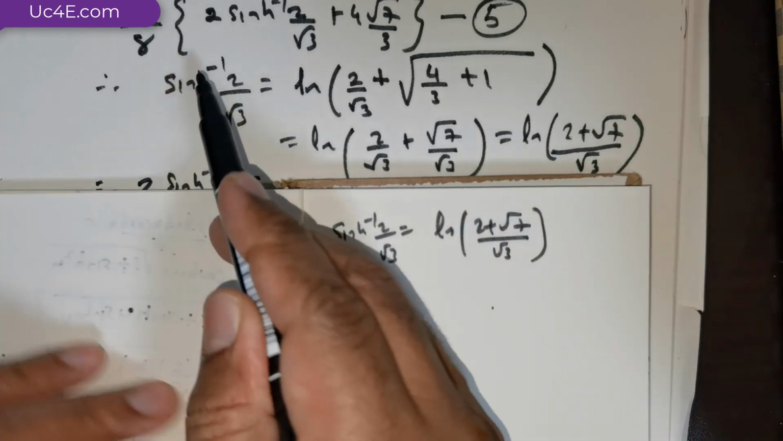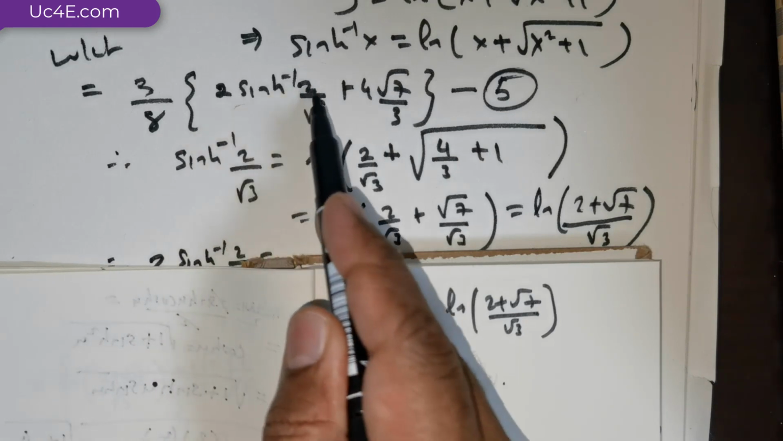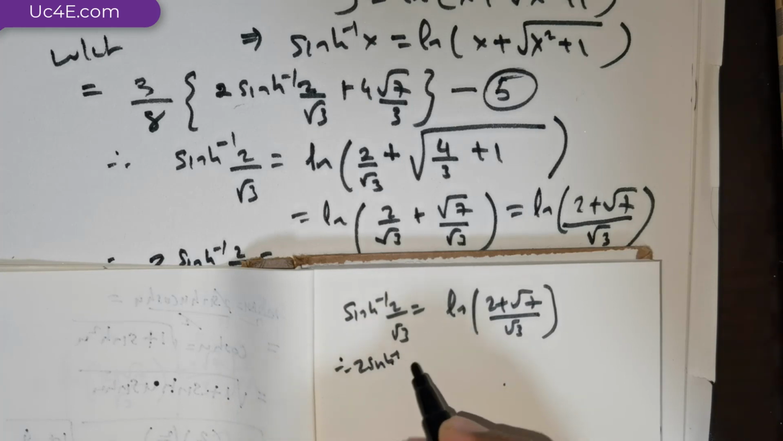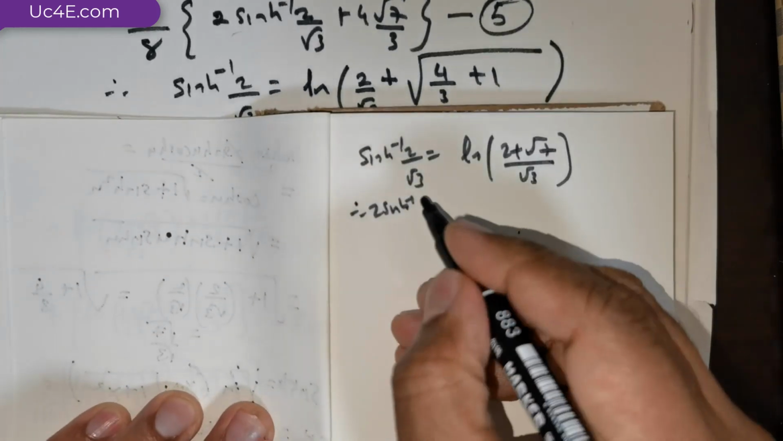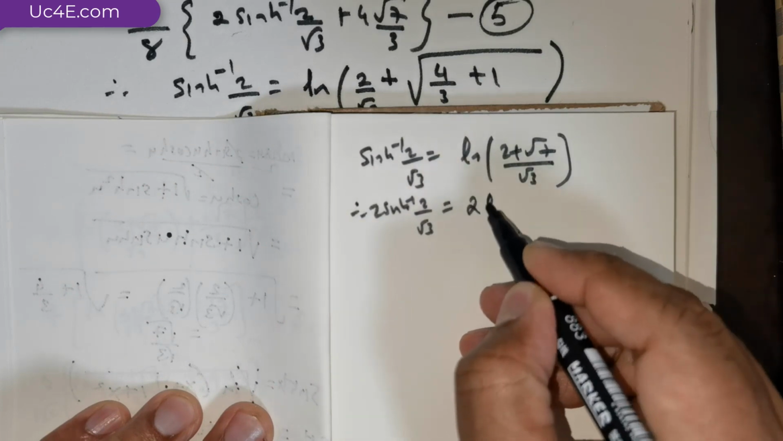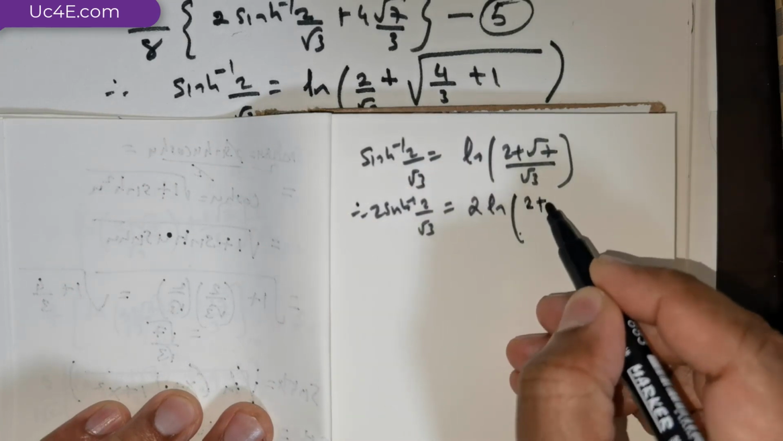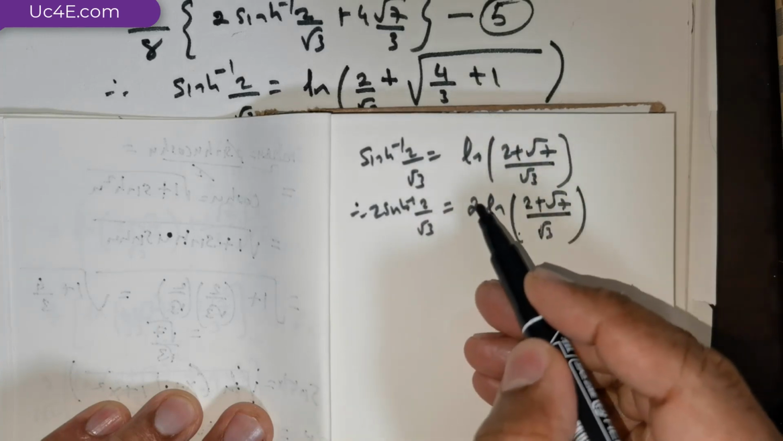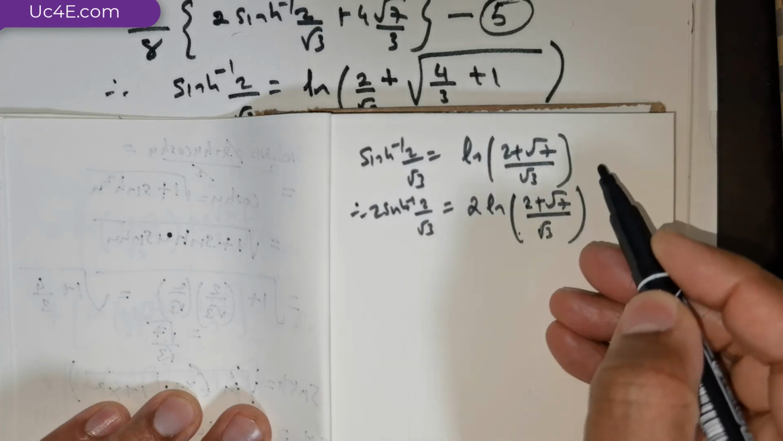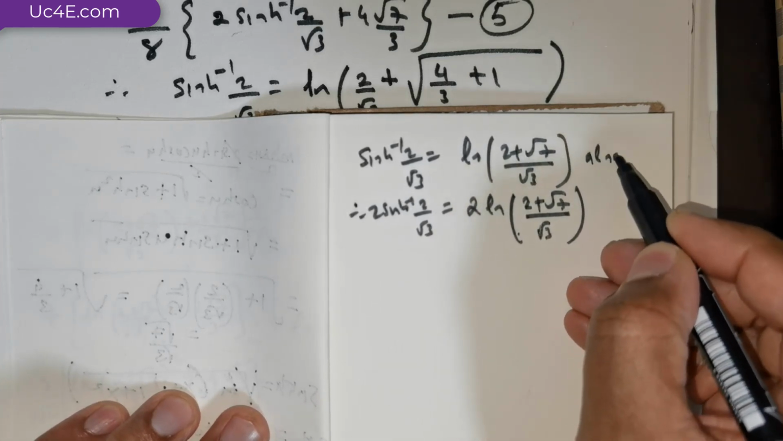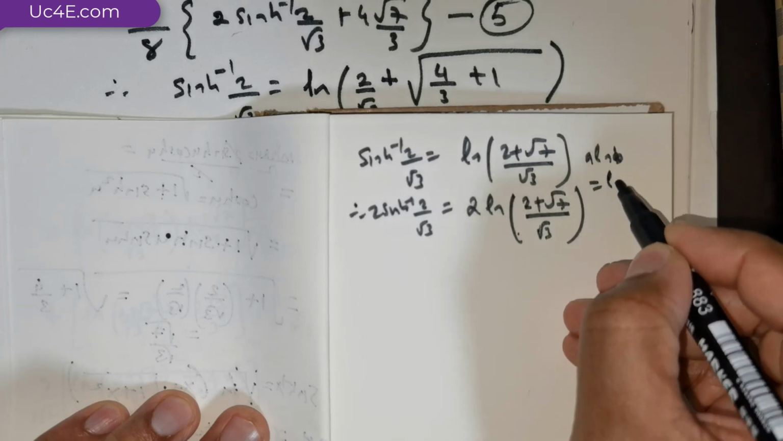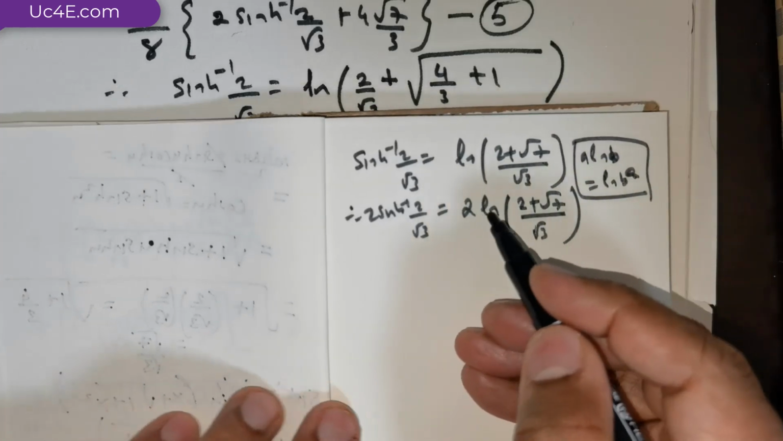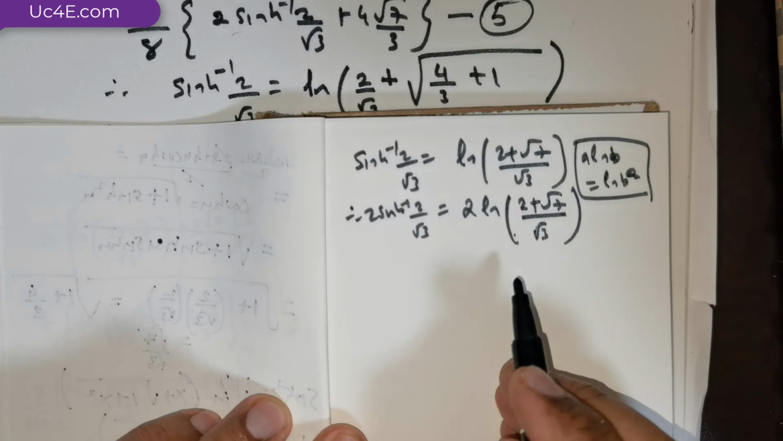Now we are actually looking for 2 times sinh inverse of 2 over root 3. So therefore 2 times sinh inverse of 2 over root 3 is going to be 2 times ln of 2 plus root of 7 divided by root of 3. I'm not going to do anything with the 2 here. Of course, if you want, you can raise it as an index, since we know that if you have a times ln b, you can rewrite this as ln of b raised to the power of a, right? But I prefer to have the 2 over here.